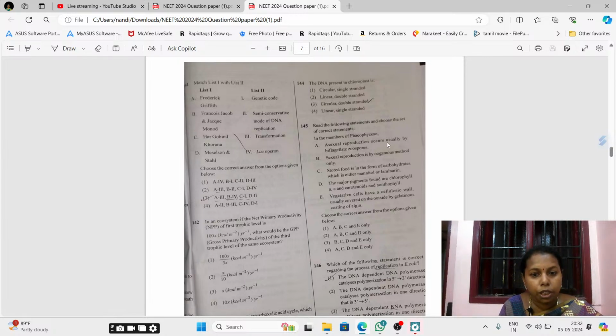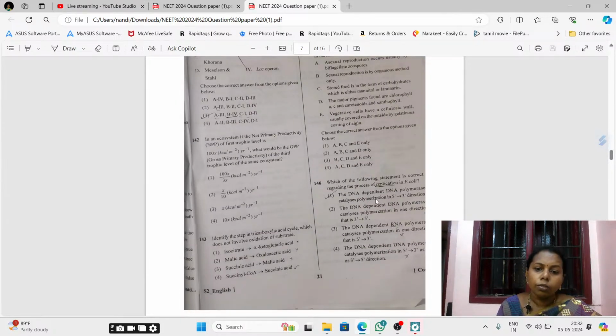Asexual reproduction usually occurs by biflagellate zoospore is correct. Sexual reproduction is by isogamous, anisogamous, oogamous. NCERT line. So B is wrong. And C, stored food in the form of carbohydrate, mannitol, laminarin, correct. Major pigments, correct. Vegetative cell has cellulose wall and algin is correct. So except B, everything is correct, which is in the option 4. Which of the following statements is correct regarding the process of replication in E. coli? So, which is in the option A.